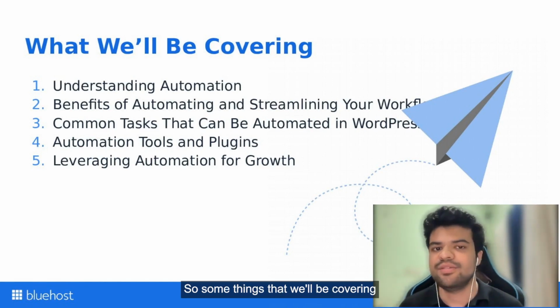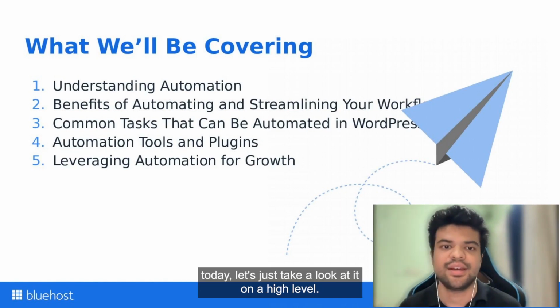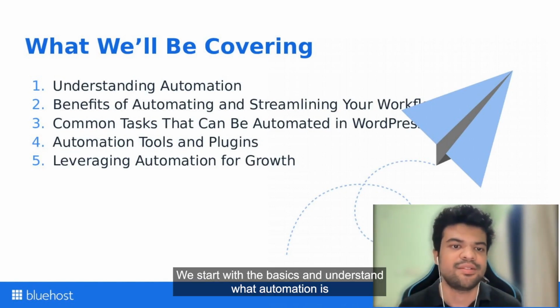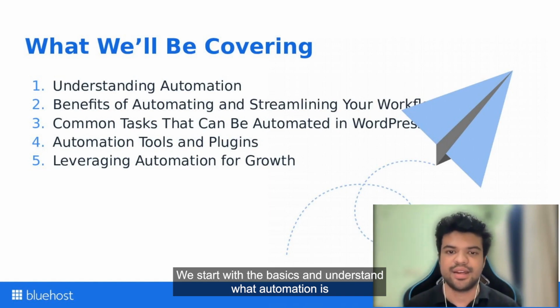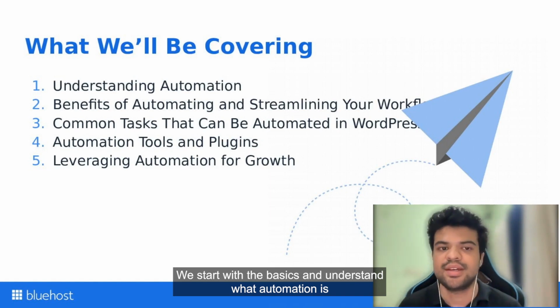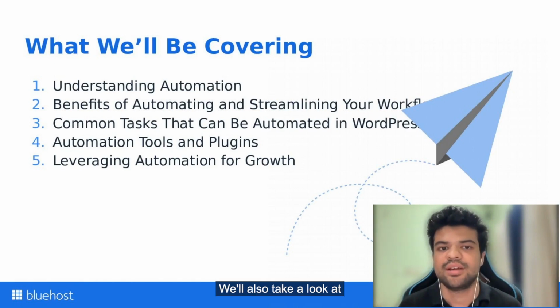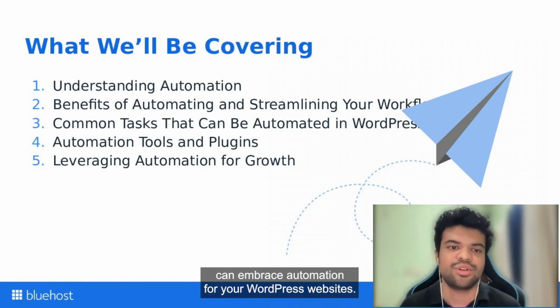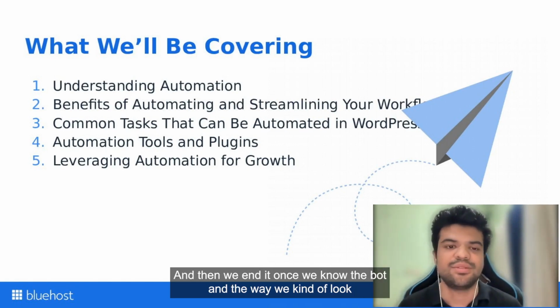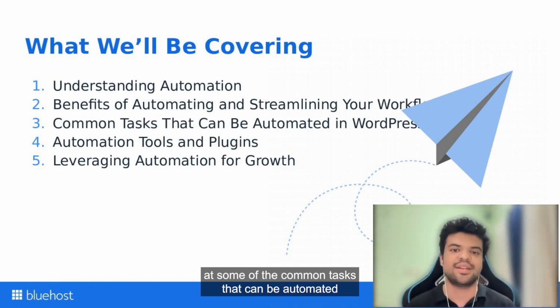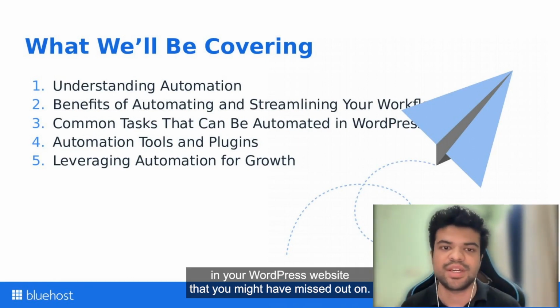So some things that we'll be covering today, let's just take a look at it on a high level. We start with the basics and understand what automation is and what streamlining is. We'll also take a look at why you can embrace automation for your WordPress websites. Then once we know the what and the why, we look at some of the common tasks that can be automated in your WordPress website that you might have missed out on.